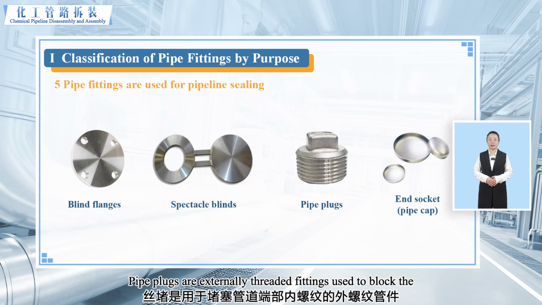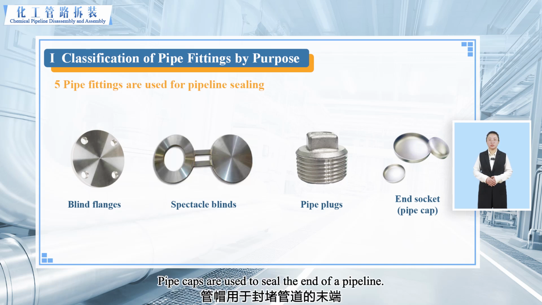Pipe plugs are externally threaded fittings used to block the internal threads at the end of a pipeline. Pipe caps are used to seal the end of a pipeline.